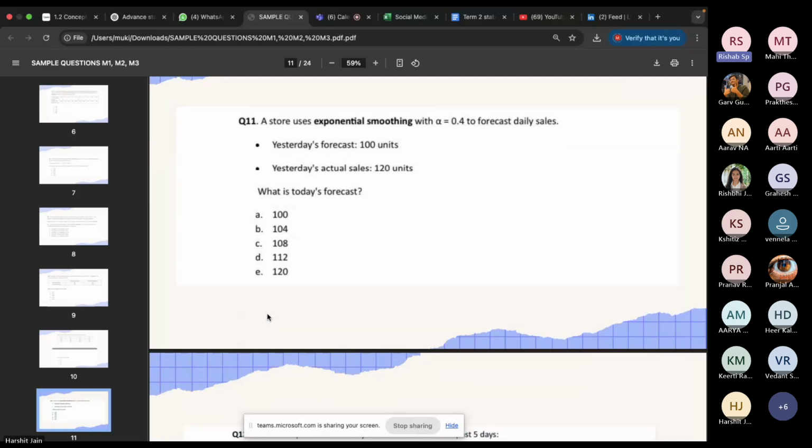Exponential smoothing, simple, right? We have discussed the equation: alpha into actual value plus 1 minus alpha into predicted value. Yeah, please. I wanted to know which section this kind of question would be in, because it seems very easy. Would this be a 2-marker question, or in the third section with the 5-marker questions?